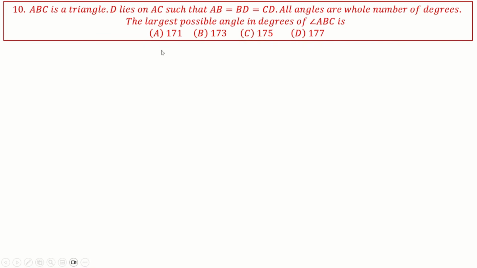ABC is a triangle. D lies on AC such that AB equal to BD equal to CD. All angles are whole number of degrees. That is important. Whole number of degrees. The largest possible angle in degrees of angle ABC is.